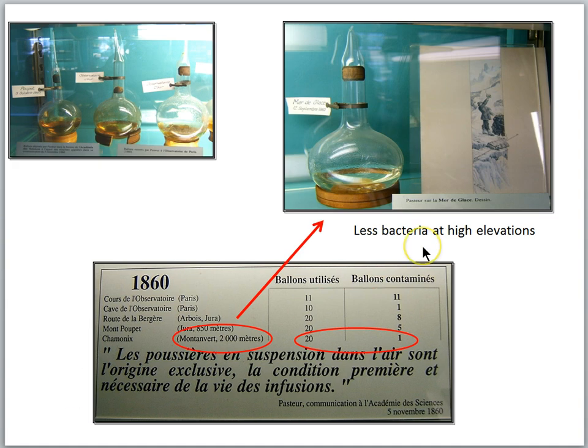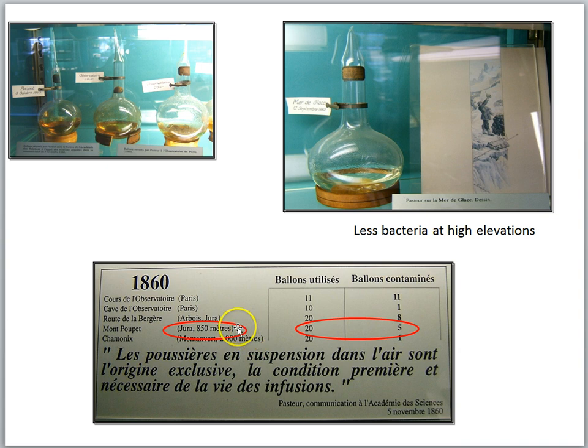But this is in contrast to a set of flasks that he took high up on a mountain. So he went 2,000 meters high up a mountain. He carried 20 flasks with him, opened those up, so these are the straight neck flasks exposed to the air, and only one of them, 1 out of 20, was contaminated. And this indicated to Pasteur that the amount of bacteria in the air differs depending on where you are. In the city of Paris, there was more dust-carrying bacteria in the air than if you go to high elevations up on a mountain.